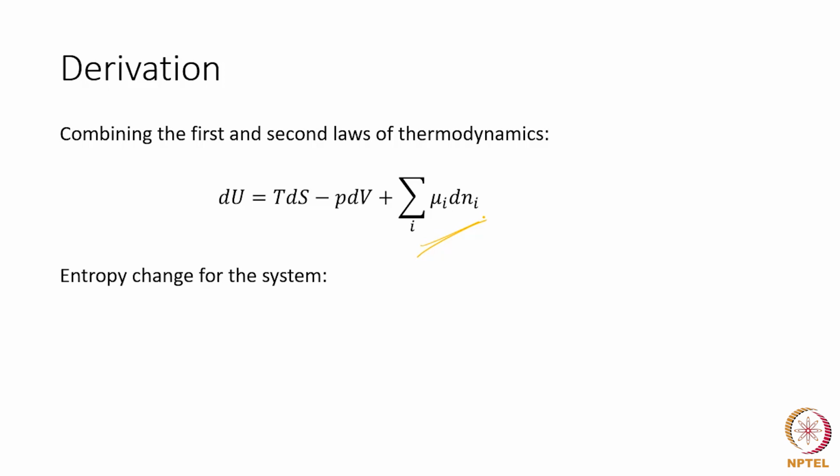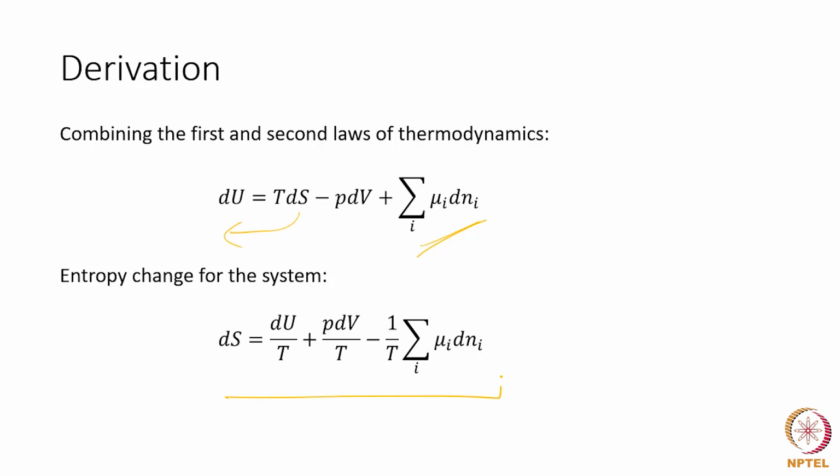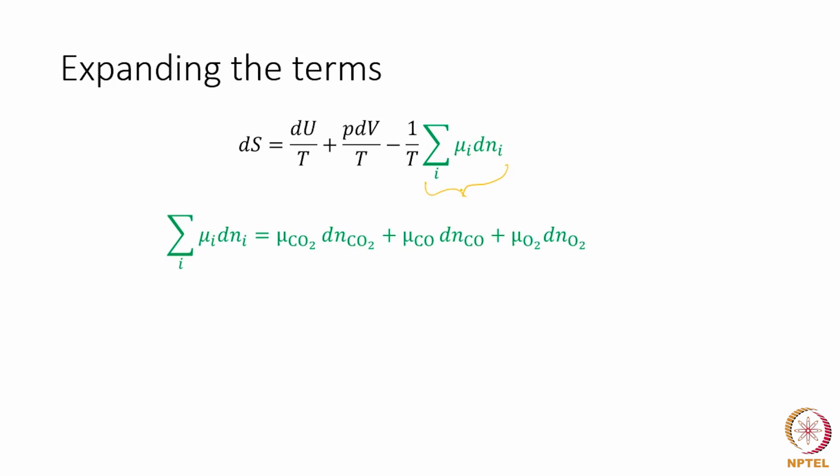The entropy change for the system can then be evaluated by taking the dS term to the left hand side, and by rearranging we get dS is equal to dU by T plus PdV by T minus 1 by T sigma mu i dn i. That is the entropy change for the entire system. Now we expand the terms. We have one quantity here, which is a summation of the chemical potentials and the change in the number of moles of the species for the entire system, and there are 3 species for us. For those 3 species, let us expand this term as follows.